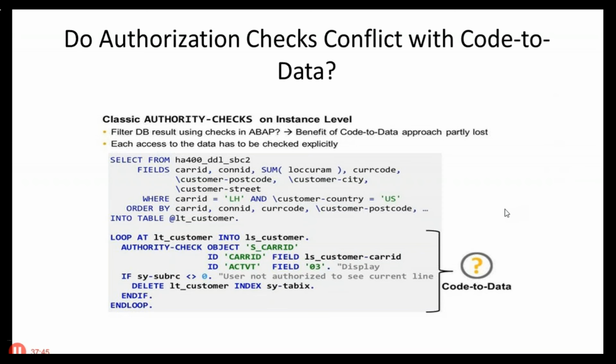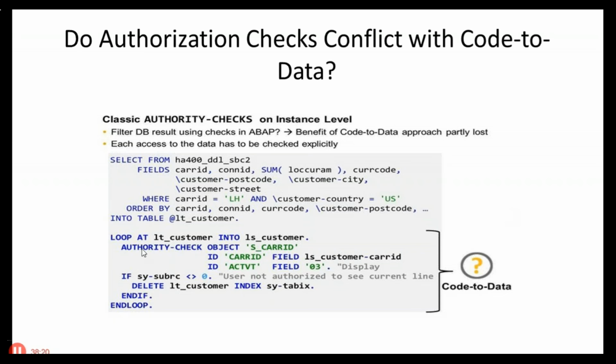So this comes under the DCL, data control language, in which we have a select from this table. That's a view actually. Fields carrid, connid, some local currency, and then we have currency code, customer postcode, customer city, customer street. So where carrid equals LH and customer country equals US. Order by carrid, connid, currency code, customer postcode, and then we have into table lt_customer.